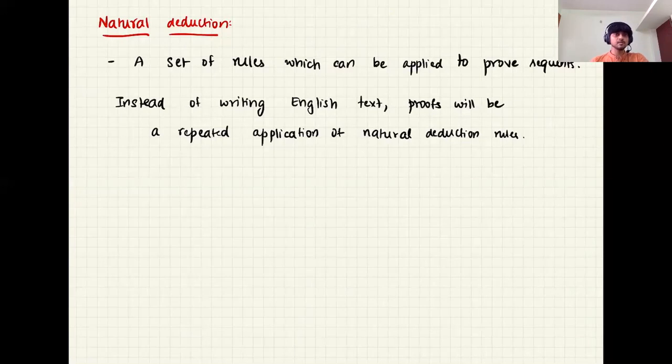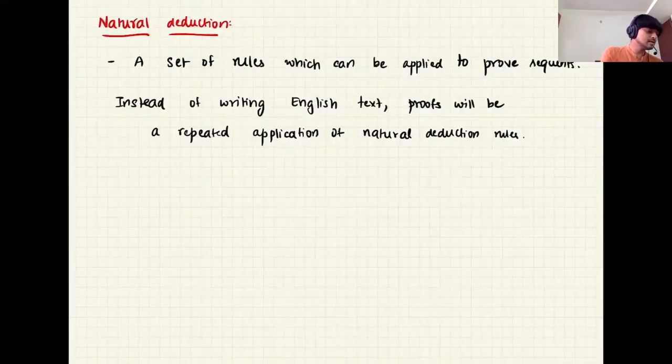So is the motivation clear? Instead of writing English text proofs, where we are repeatedly using certain same things, we want to formalize them, pinpoint them, and then write the proof using those particular rules. We will call those rules by names, and then we say that now we apply this rule, now we apply this rule, and hence we derive the conclusion. This is what we are going to do.